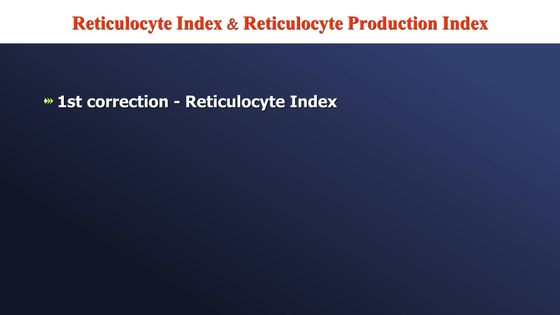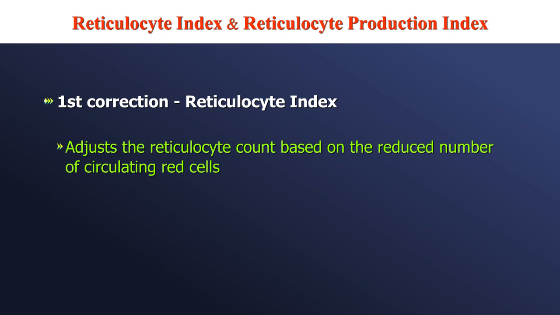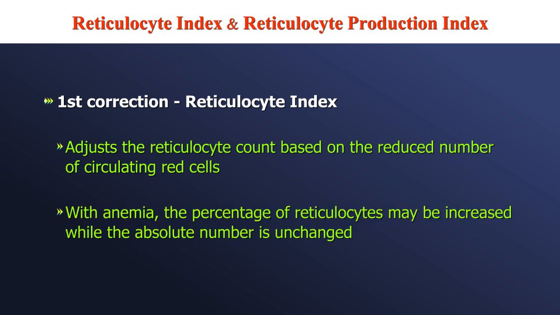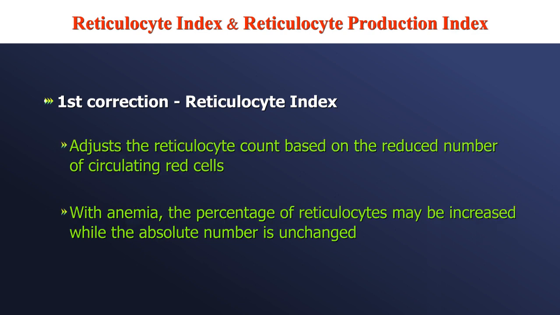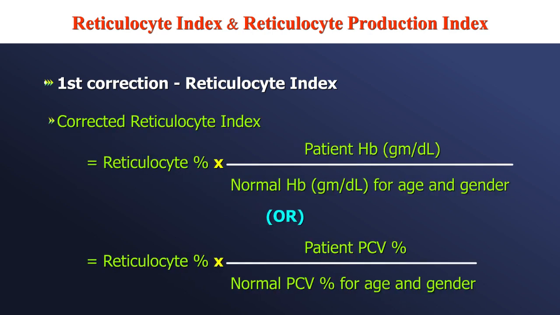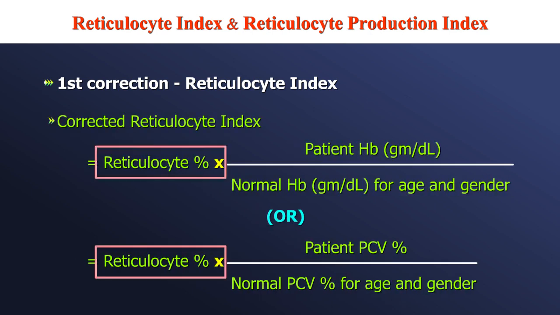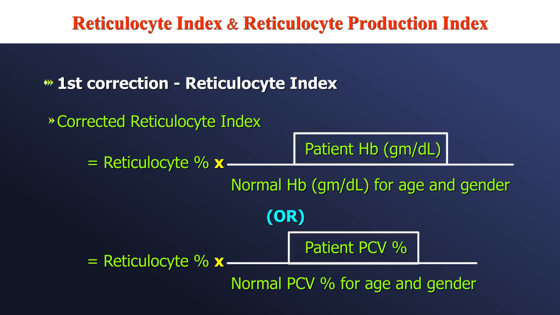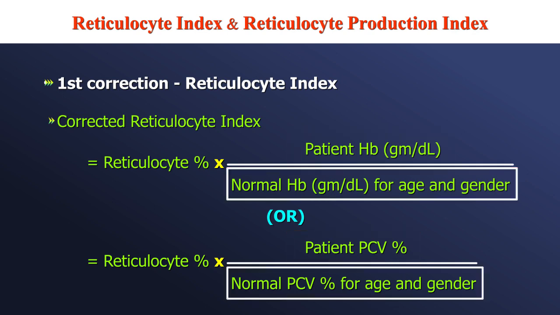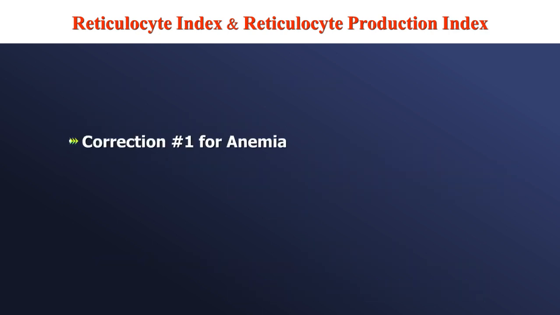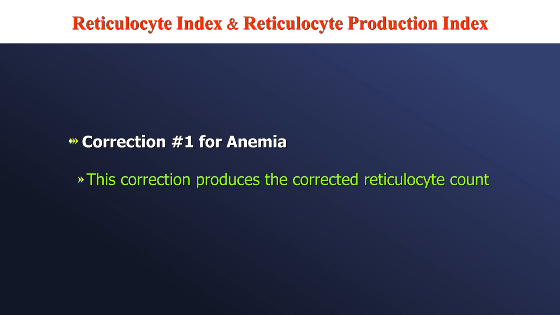First correction is the reticulocyte index. The first correction adjusts the reticulocyte count based on the reduced number of circulating red cells. With anemia, the percentage of reticulocytes may be increased while the absolute number is unchanged. To correct for this effect, the reticulocyte percentage is multiplied by the ratio of the patient's hemoglobin or hematocrit to the expected hemoglobin or hematocrit for the age and gender of the patient. Correction for anemia.